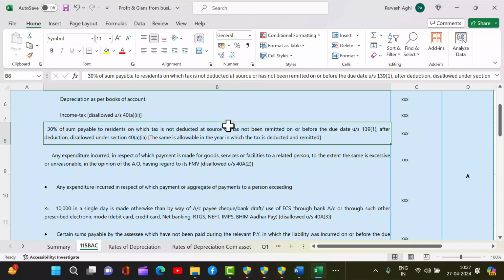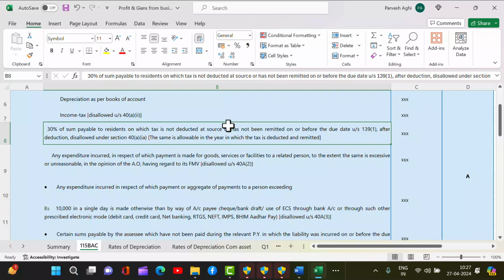Now, this is a very good provision. Suppose I'm giving lectures for Shivnadar, and they have to deduct, say, 20% tax from the money which they are paying to me, my lecture fees. Suppose they don't deduct that and pay me the full amount. Or suppose they have deducted but have not deposited that money with the income tax department before filing their income tax return under section 139(1).